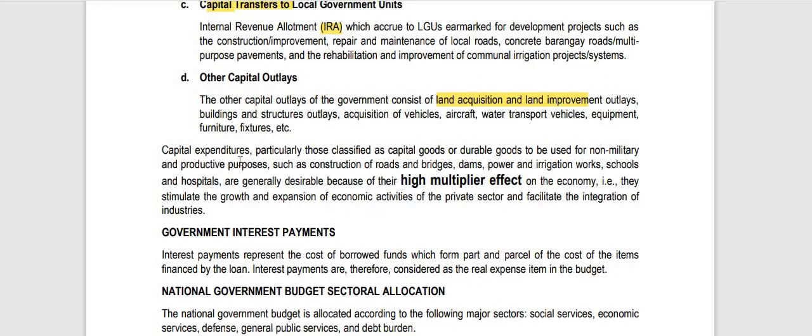Remember that capital expenditures, it's about the multiplier effect. Multiplier in the sense that when we have capital expenditures, it makes our life even more convenient. Like for example, if we have a better transportation, then the transportation cost of goods and commodities will be lessened. Remember na ang transportation is added to the cost of a certain product.